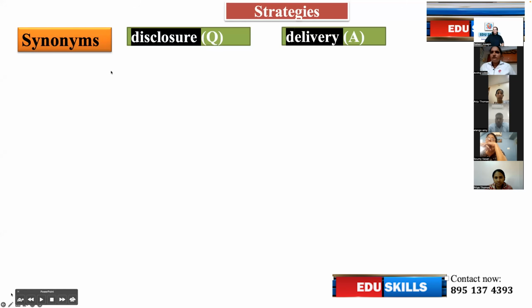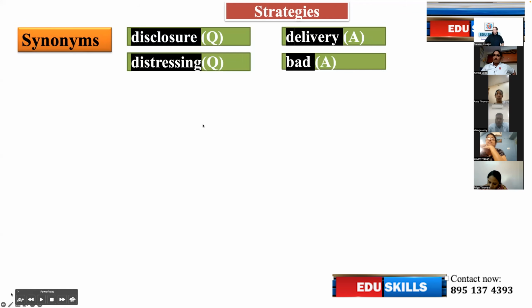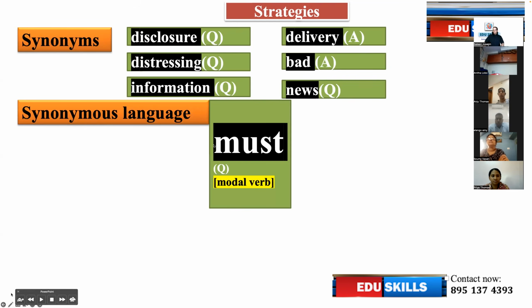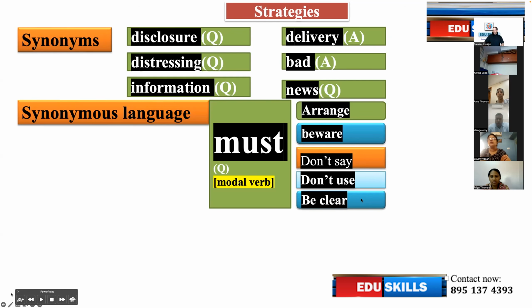Now you see synonyms, how they use. Disclosure. The question says disclosure of news. Here it says delivery. Answer option, it is delivery. And distressing, bad. In the question you have distressing news. In the answer option you have bad information. Here, sorry, this is in the text. Okay, news. Information means news. Synonymous language. In the place of must, synonymous language used. Arrange, beware, don't say, don't use, be clear. These are the synonymous expressions, not synonyms. Synonymous expressions giving the same taste, color and smell, and what you call the power of that word must.